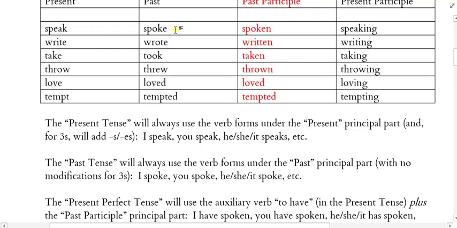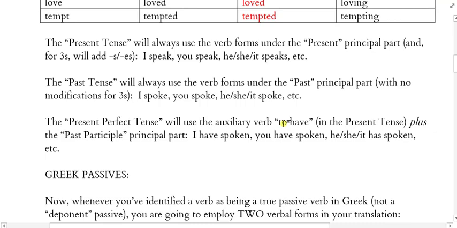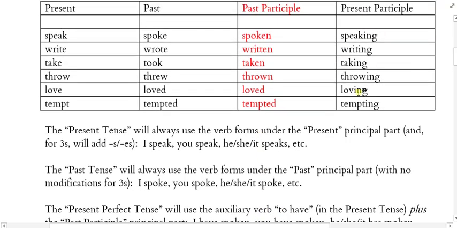I have spoke. Some people say that, don't they? But that isn't proper English. I have wrote. Some people say that. I have threw. Not so frequently, right? But it's really I have spoken, I have written, I have taken, I have thrown, I have loved, I have tempted. Those are all the present perfect tense forms, and they use this past participle. And then we also can use the present participle for progressive forms. So I am speaking, you are writing, and so forth.